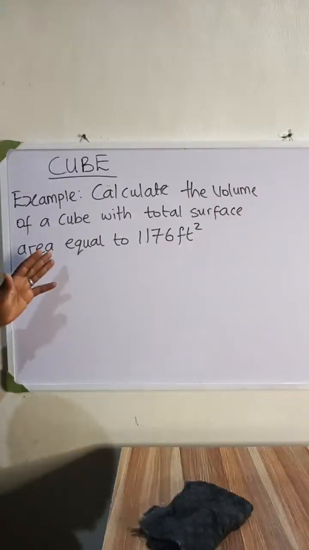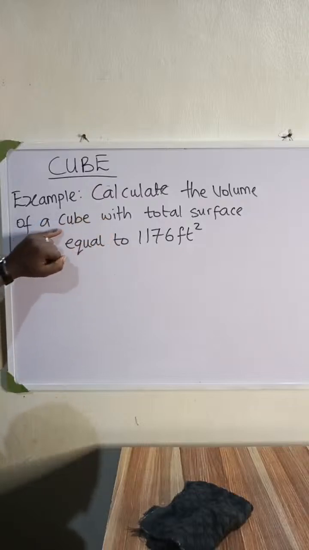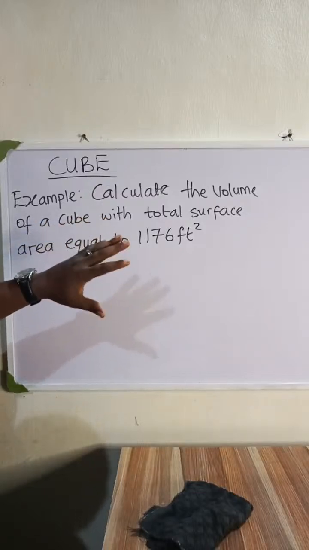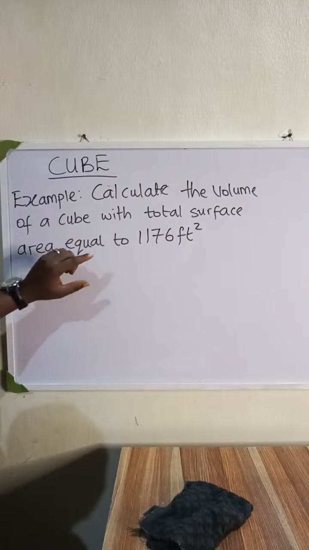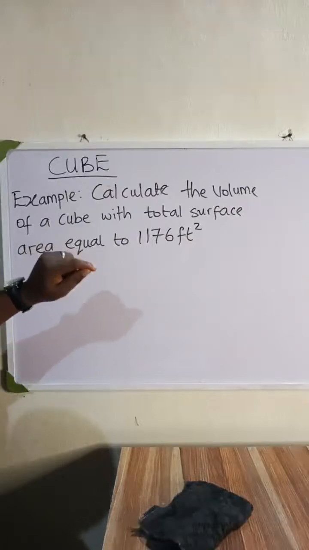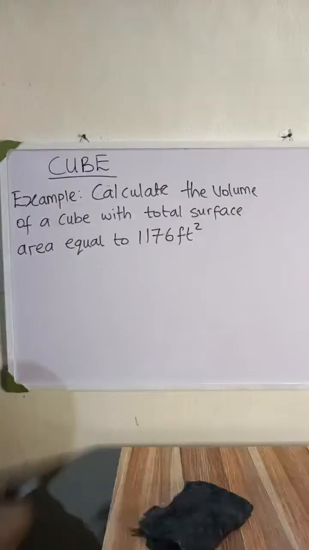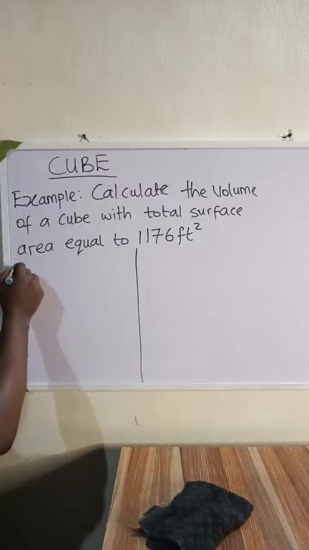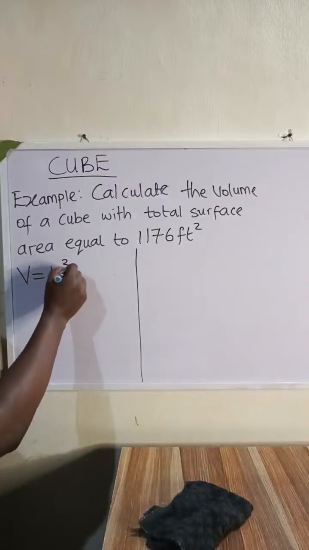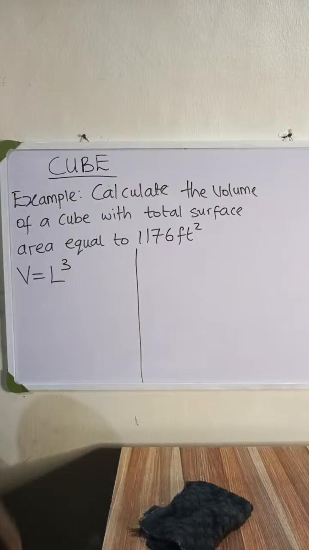So let's look at this example. We are told to calculate the volume of a cube with total surface area equal to 1,176 square feet. So in this case, we are given the total surface area, we are expected to calculate the volume. We know that volume is equal to length cubed. But in this question, we are not given the length. Therefore, we need to find the length and thereafter find the volume.